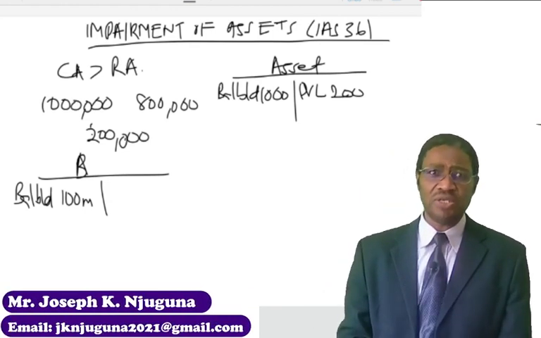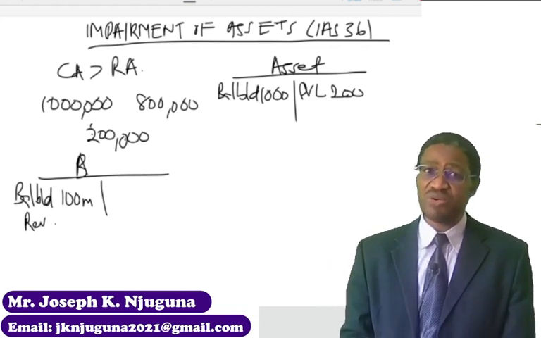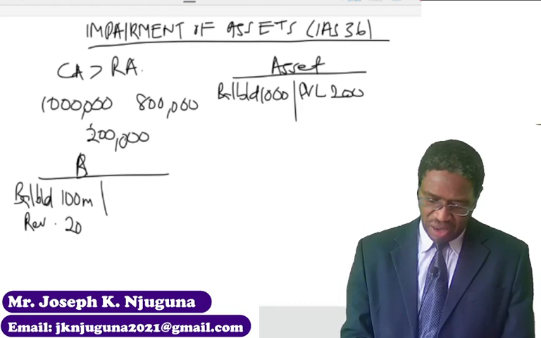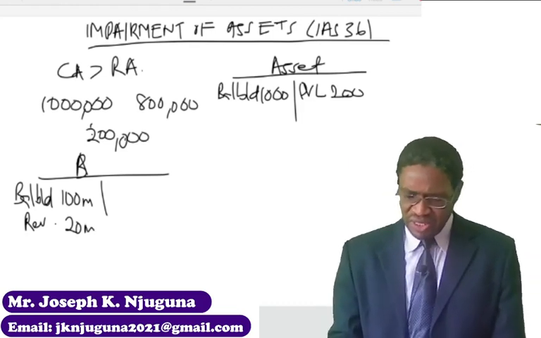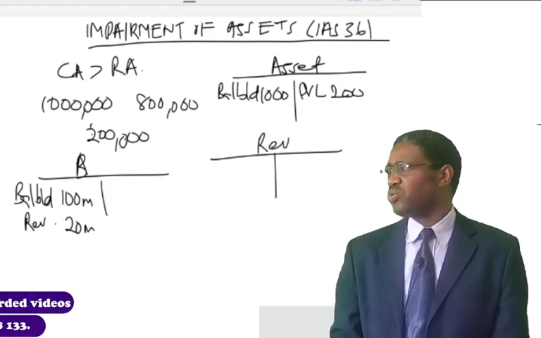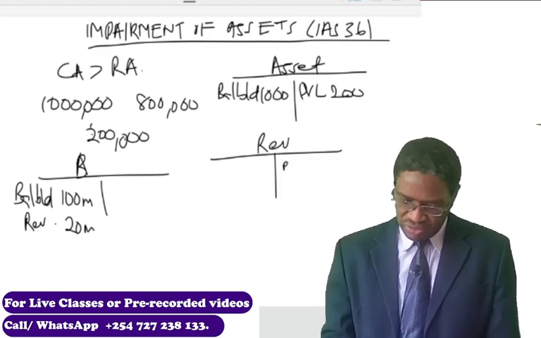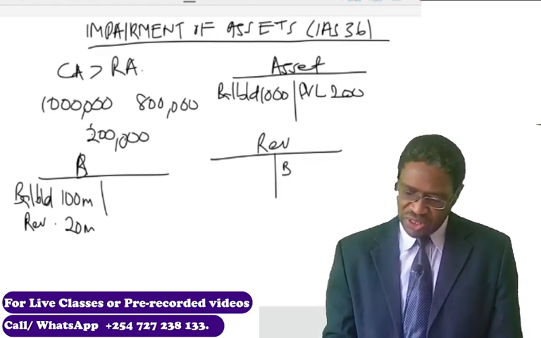As a company, you must have debited the asset. You must have credited which account? Revaluation. By how much? Another 20 million. So you must have debited the asset and credited this account called revaluation by 20 million.